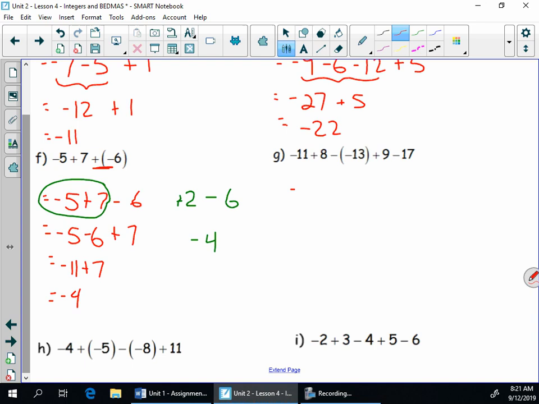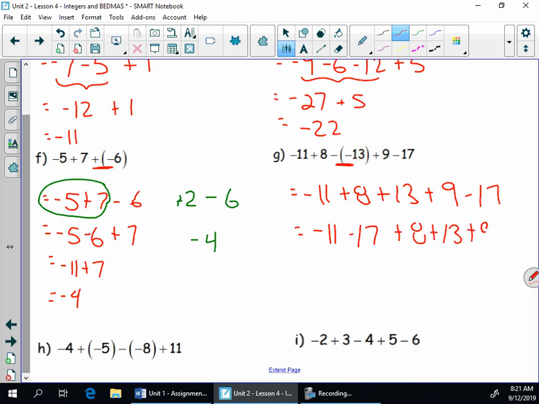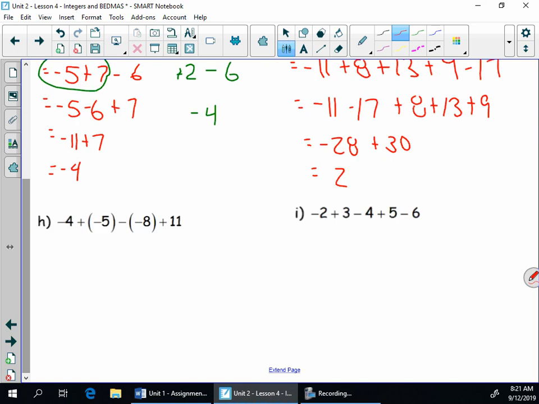Let's do G here. I like the -11, I like the 8, but I don't like minus minus. Two of the same make it a positive. Okay, I've got a whole bunch of things. I'm going to put the things together that I can collect. So I got all the negatives together, I got all the positives together. -11 and -17 makes -28. 8 and 13 and 9, that makes 30. Okay, those are different. A negative and a positive by 2, and 30 is bigger than 28, so it's got to be a +2.